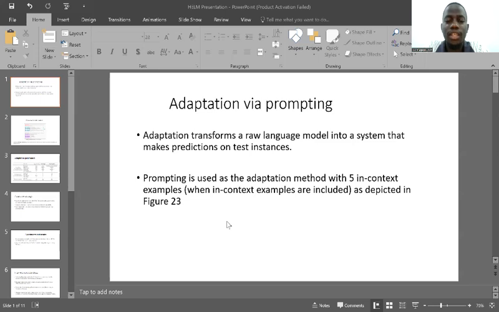By adaptation here, we mean that we want to transform the model into a system that can make predictions via the test instances. In this adaptation, we use a method called prompting. Prompting means giving the model examples which are in the same context as the question, with the solution or prediction that we want the model to output. Here we use what we call few shot prompting.